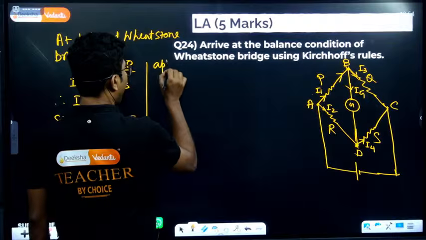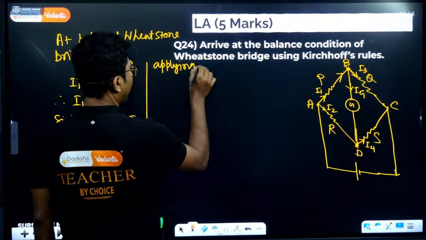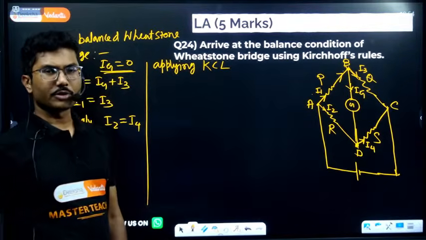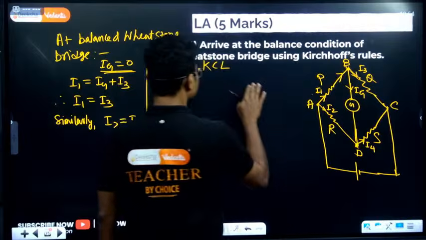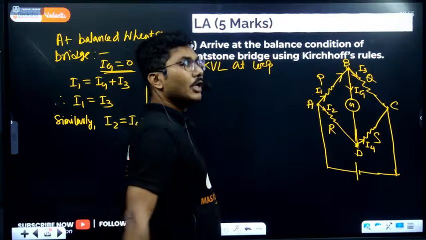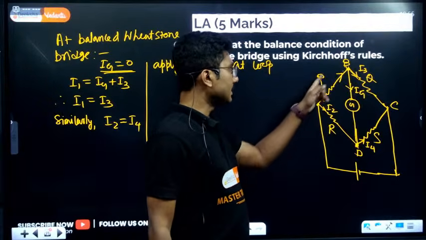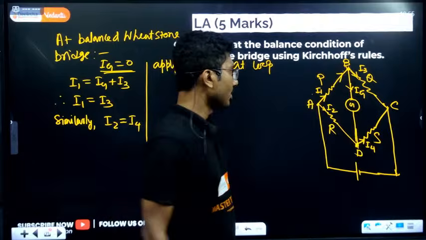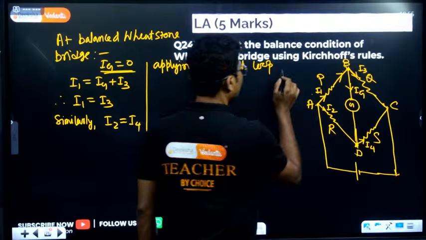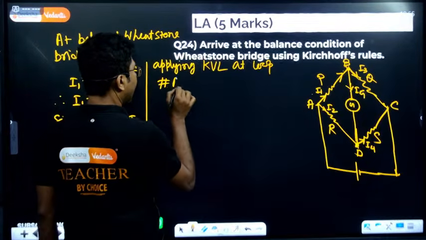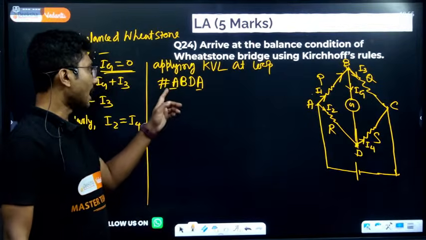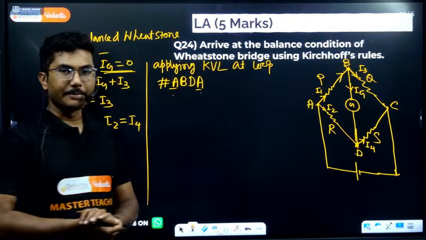Applying Kirchhoff's voltage law, or Kirchhoff's loop rule, same thing, at a loop. Loop means what? Loop means you are going in a path such that your starting point and ending point are the same. So if you go from A to B, B to D, D to A, then A, B, D, A is a loop. I have not written it by mistake. The starting point and ending point are the same. That means it represents a loop.